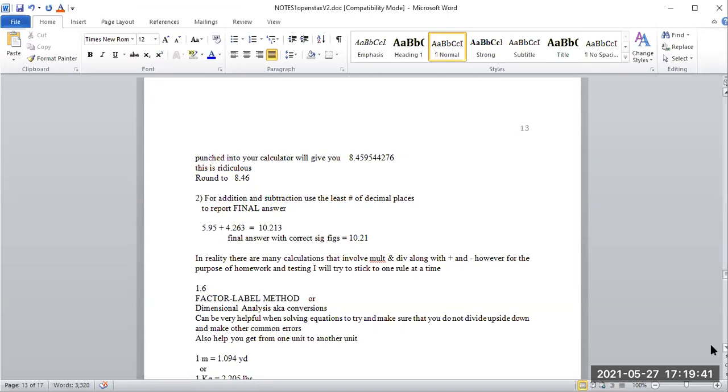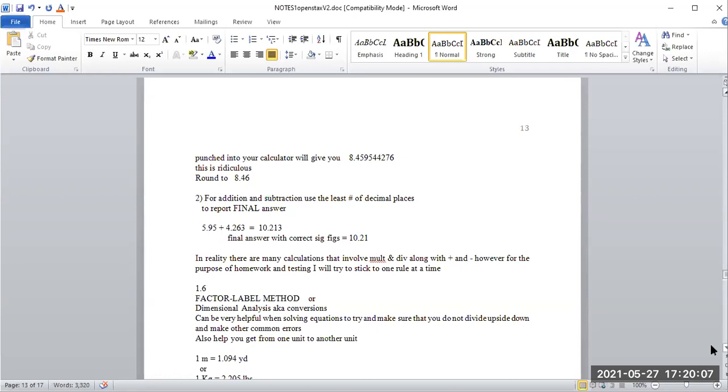But because my 5.95 only had two decimal places, my answer is only allowed to have two decimal places. This one I'm rounding down because the 3 is that 0 to 4 rule. And 10.21 should be my answer with appropriate sig figs.